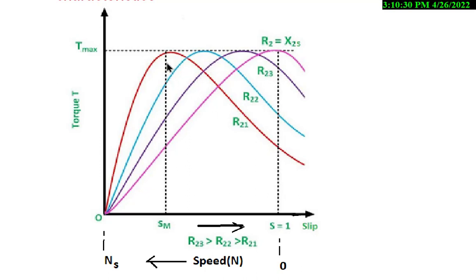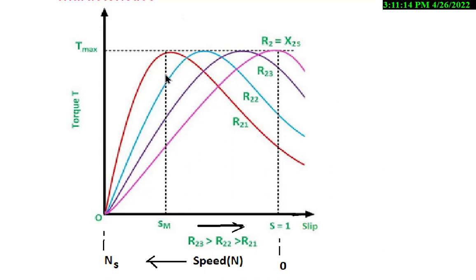Means for this case, there are two regions of operation. One is called stable operation. In the linear range, it is stable operation, whereas in the non-linear range, the operation of the three-phase induction motor is in the unstable region. Similarly, for another resistor called R22, up to here, it is stable region, and after this is going to be unstable region. Similarly, for another resistance R23, up to here it is linear region. After this, it is going to be non-linear region or the unstable region.